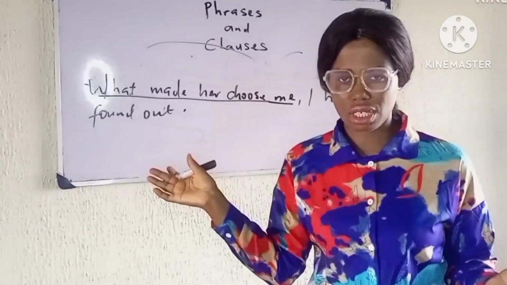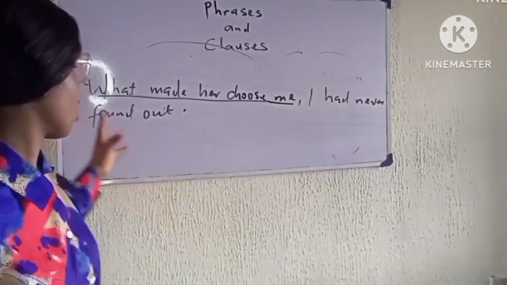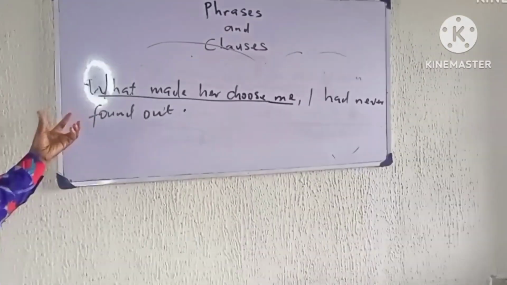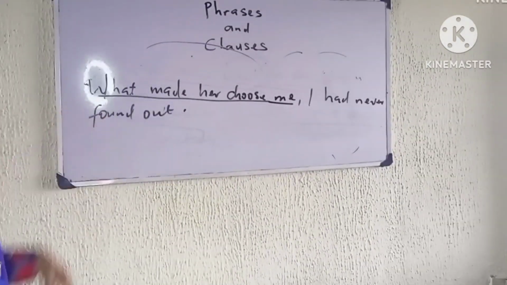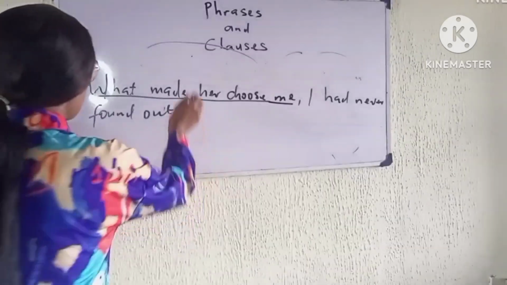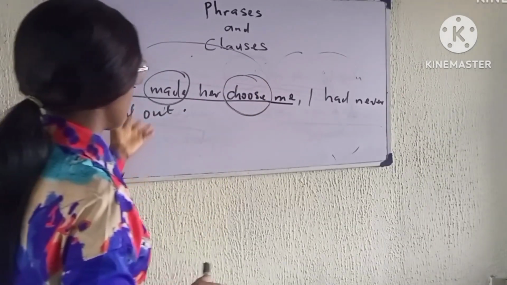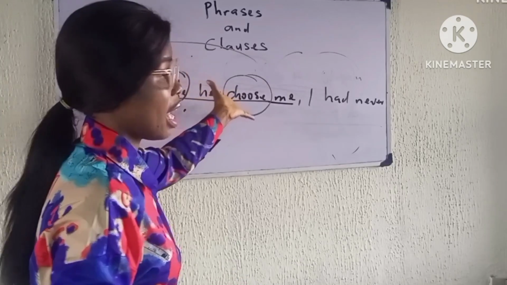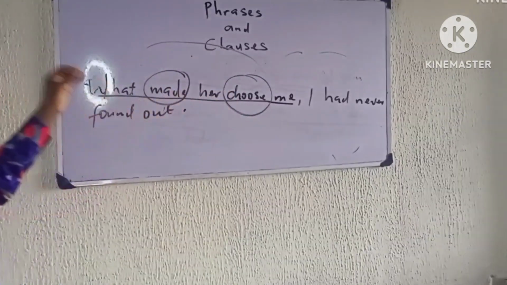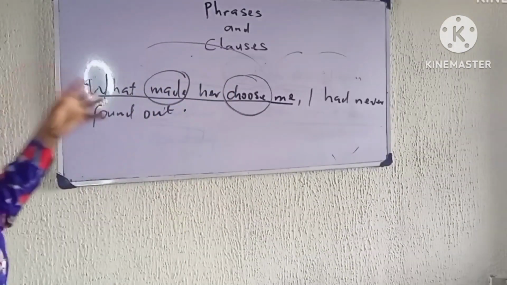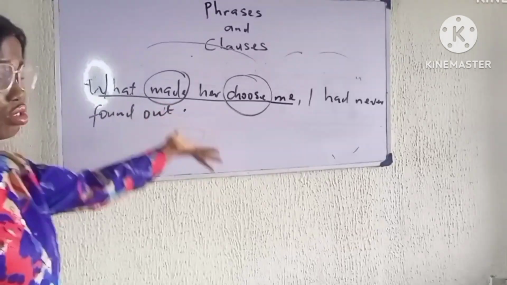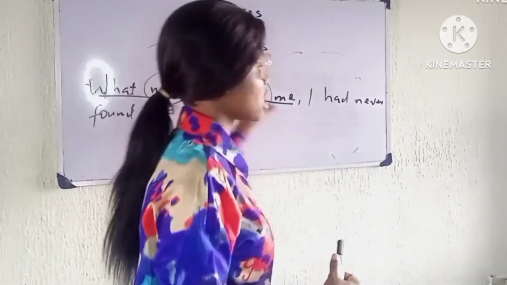Is it a phrase or a clause? Okay, look at it closely. Is it a clause or a phrase? It's a clause, right? It's a clause because it contains two verbs. It contains made, which is a verb, and choose, which is also a verb. So this is a clause.